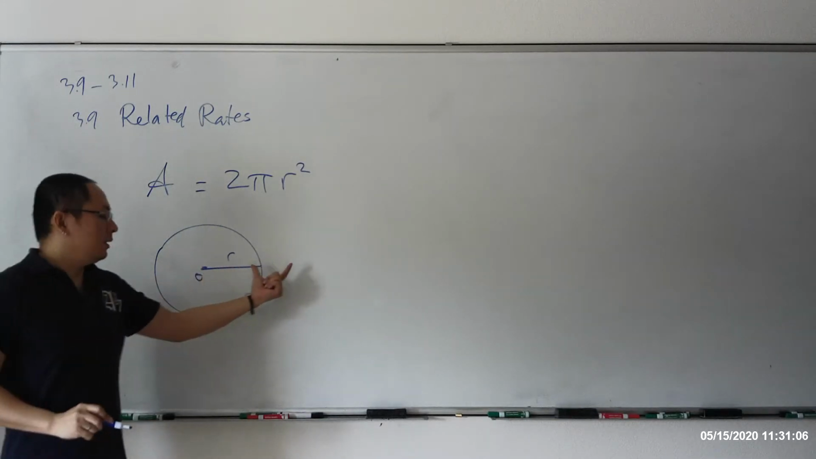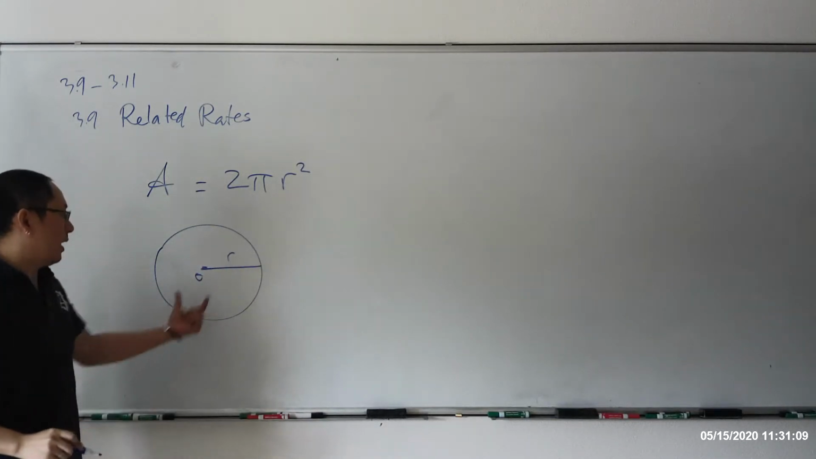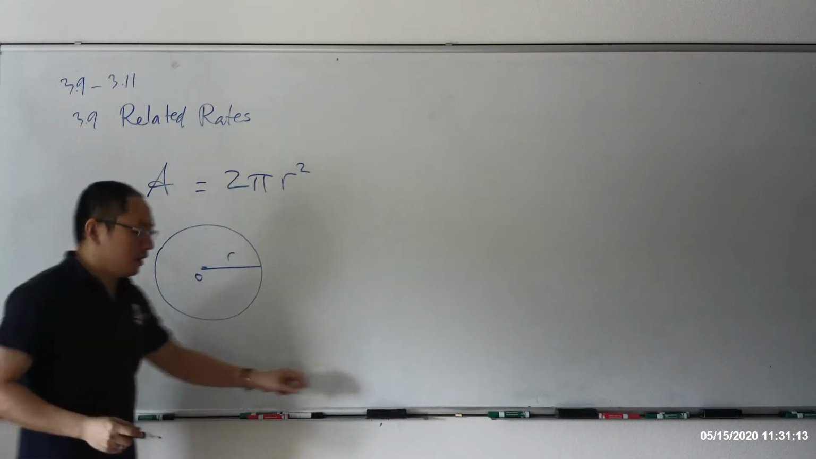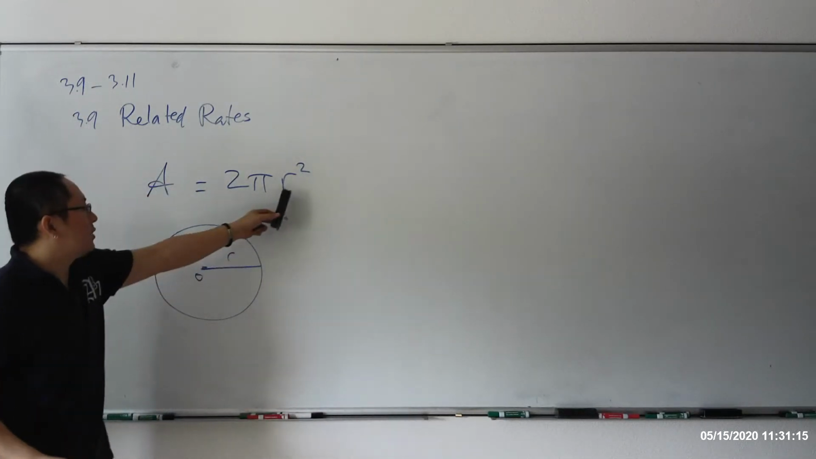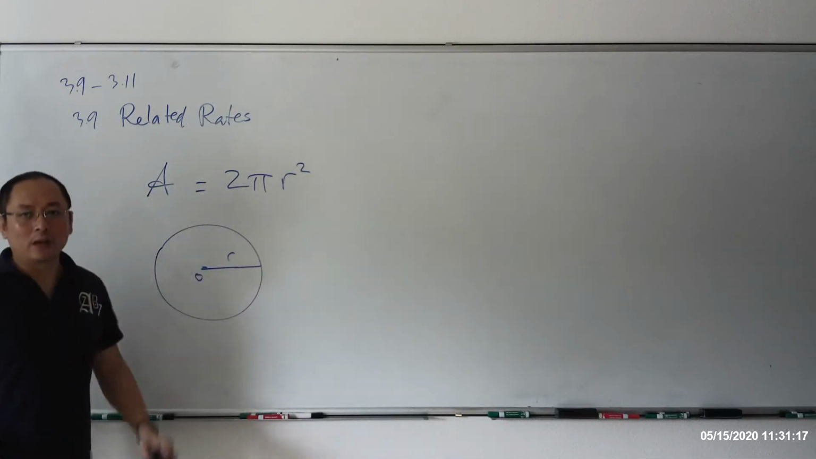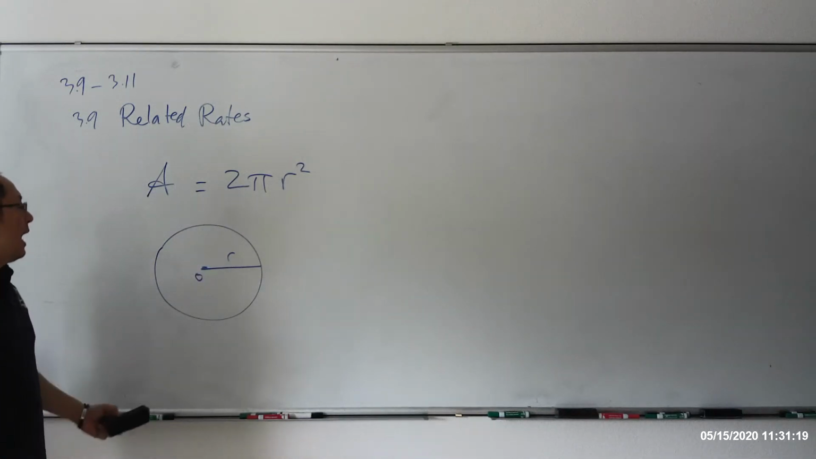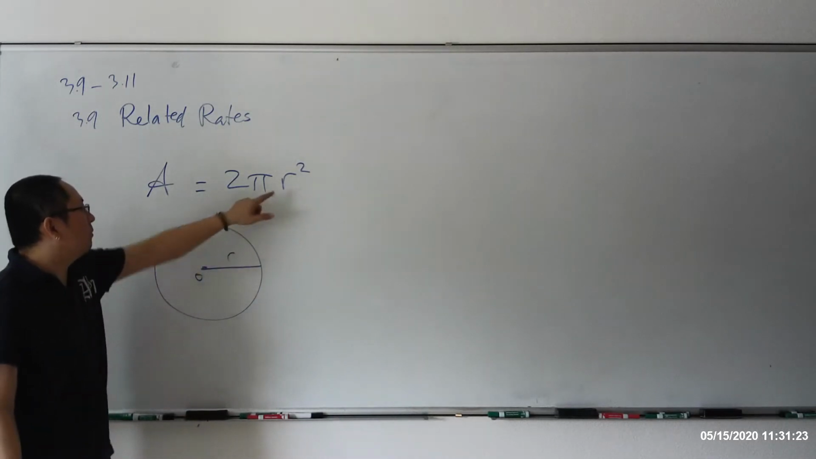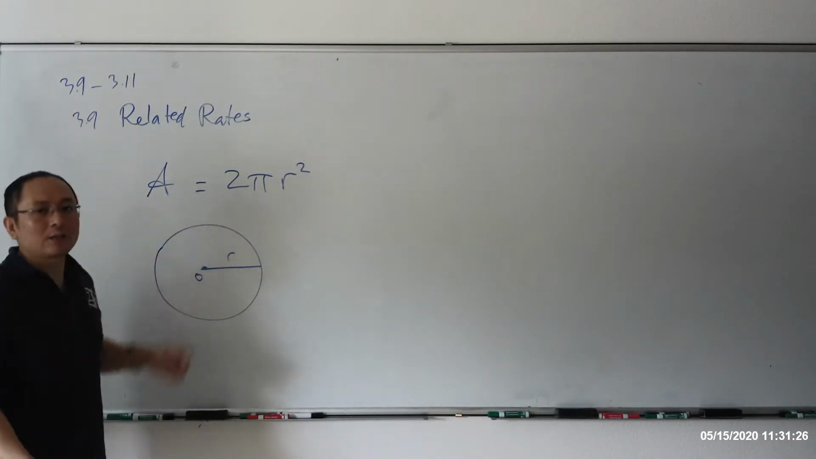What if you have a longer r? We have a bigger radius, and of course you have a bigger area of the circle, right? The change of the radius will affect the change of the area. And how are they related to each other? That's the question. Now, I want you to think of both r and A as functions in terms of t.